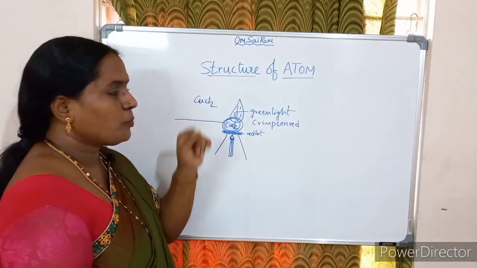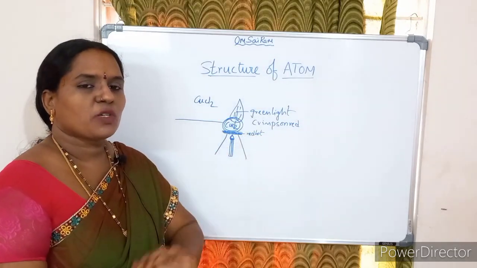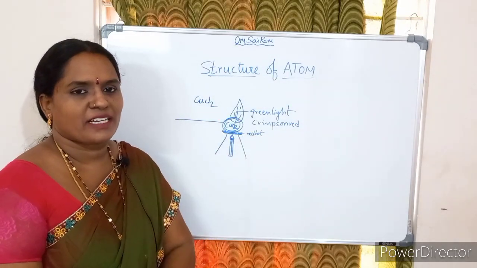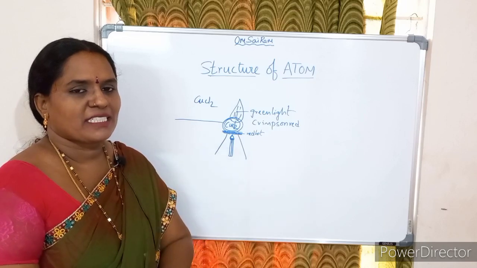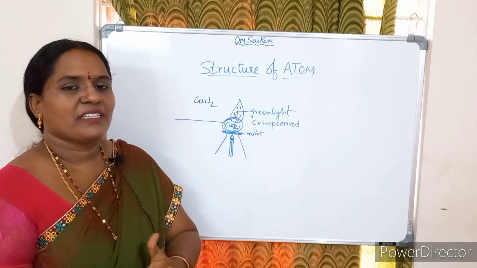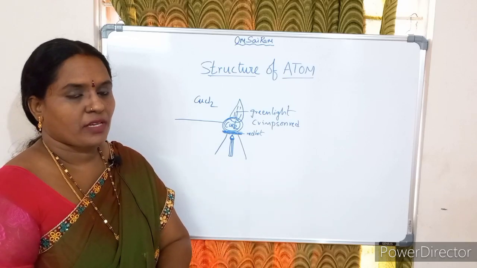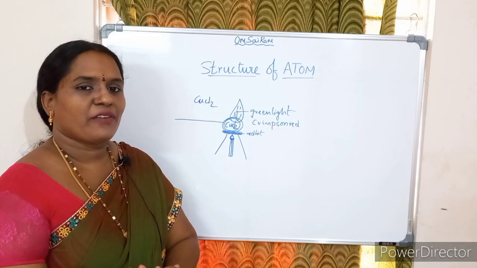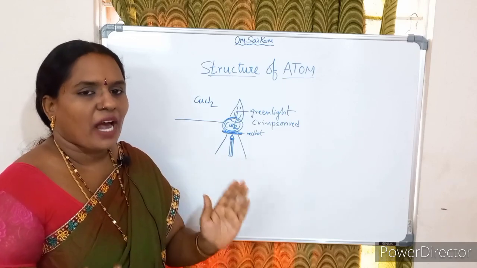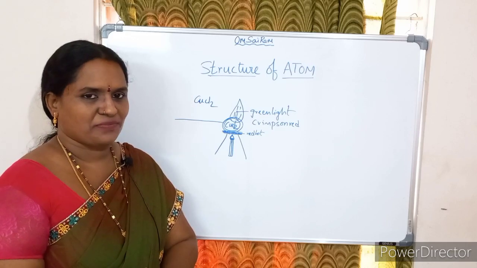Why is the cupric chloride giving the green light, while strontium chloride is giving the crimson red color? This we have to understand. This different behavior of the atoms of different elements we have to learn in this class. To understand this behavior, first of all, we have to understand the electromagnetic wave.